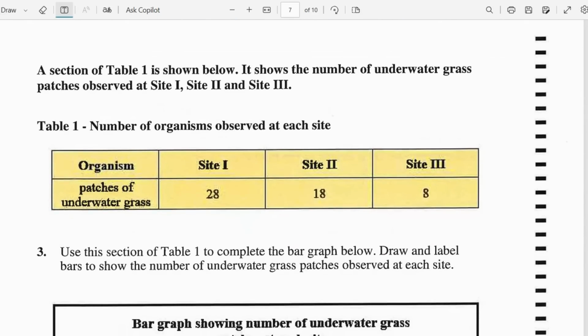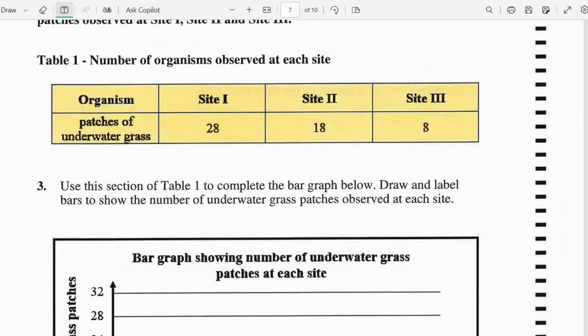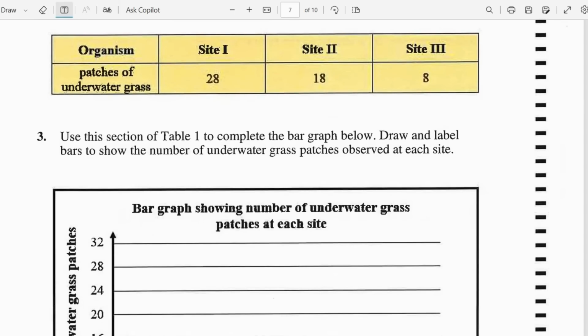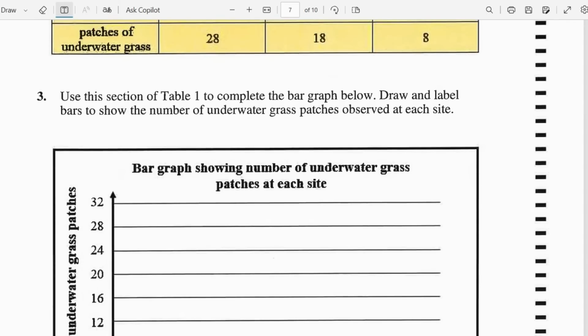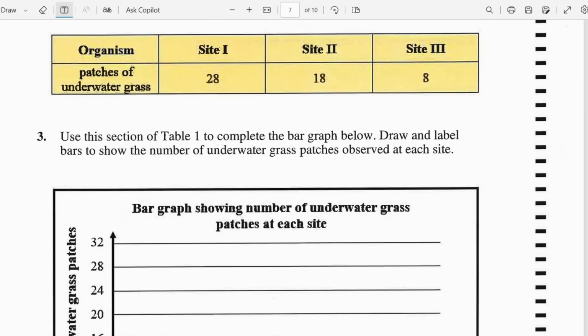So now let's look at the next question. A section from table 1 is shown below. It shows the number of underwater grass patches observed at site 1, site 2, and site 3. So use the section of table 1 to complete the bar graph below. Draw and label bars to show the number of underwater grass patches observed at each site.